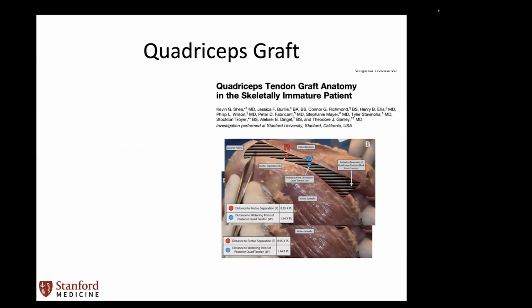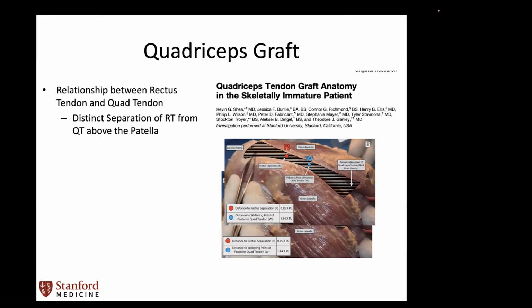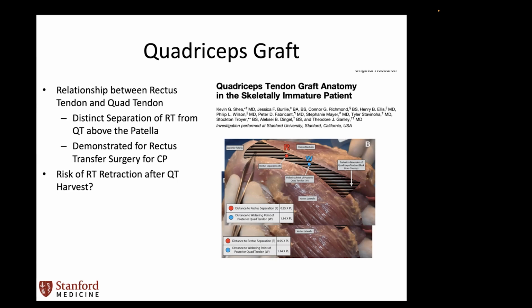Let's talk a little bit about the quad tendon anatomy. There's a very clear relationship between the rectus tendon, where it separates from the rest of the quad tendon, and that is typically about 3 to 5 centimeters above the patella. And in the pediatric world, we used to do rectus transfer procedures for spastic cerebral palsy. And so in the pediatric world, we really understood rectus separation from the rest of the quad so you could transfer it to the back of the knee.